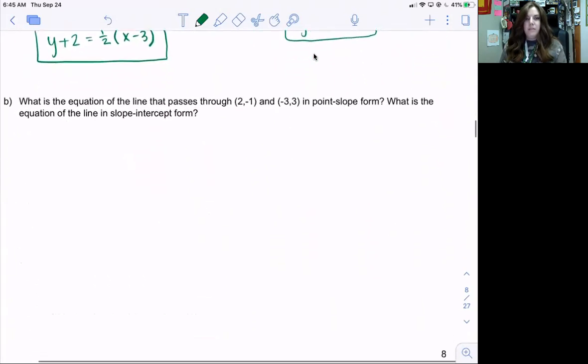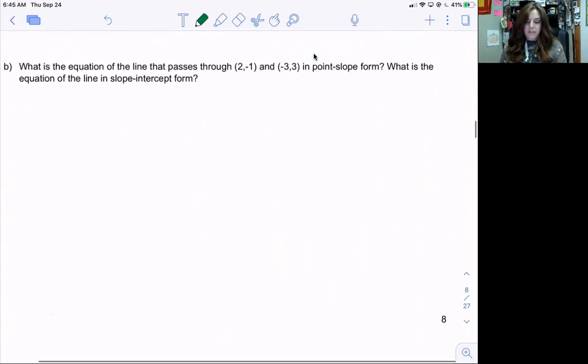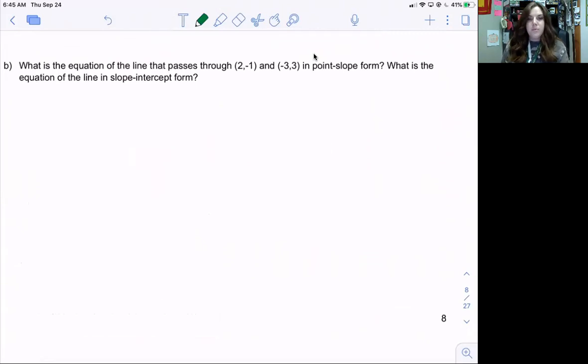Okay, on B, the difference that we have here is that rather than being given the slope, we have to find the slope with our 2 points. I want you to go ahead and try this problem. Start off by finding your slope. And remember our slope formula, let's go ahead and write that down. y2 minus y1 over x2 minus x1. Start there and then go through and find your point slope form and then find your slope intercept form. And we'll go over that in class tomorrow.